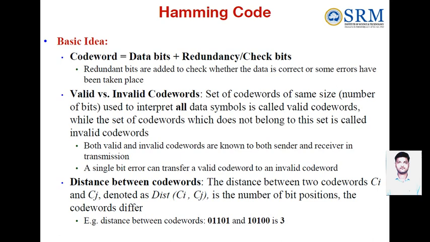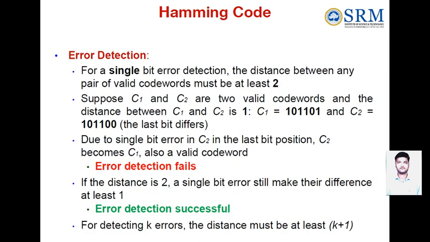We can extend this concept to design a code. Error detection. Now, the very first thing before correction is detection, because obviously we must be able to detect errors. The convention says that for a single bit error detection, the distance between any pair of valid code words must be at least 2.